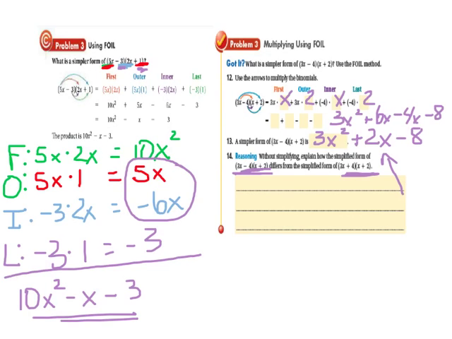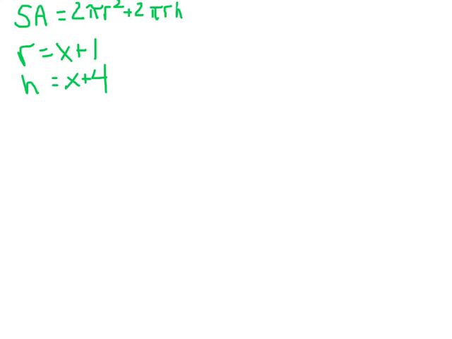Because on this one, you're going to end up with positive 2x, but this one you're going to end up with a positive 10x. And then on this one, your last number would be negative 8, but on this one it'll end up being positive 8. So any type of explanation in there is fine. Alright, look in your books at problem 4.